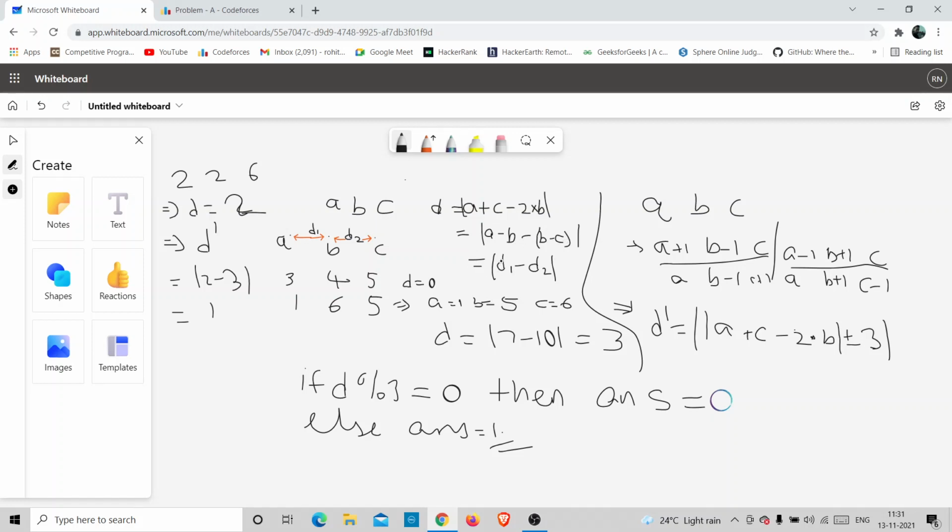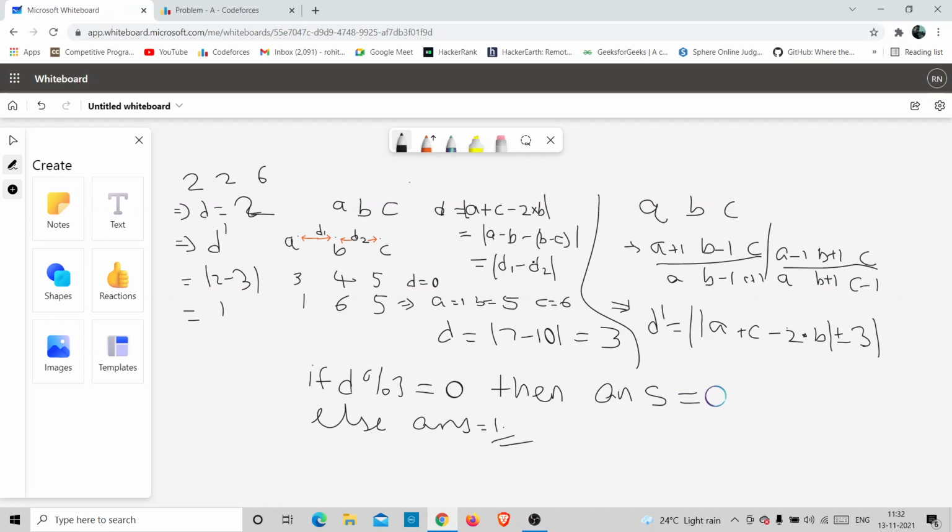Which is equal to D1 minus D2, where if A, B, C are in ascending order, D1 and D2 would be the distances between A and B, and B and C on the number line, right? So basically we need to decrease the absolute value of D1 minus D2, that is, the difference between the distances AB and BC is what we need to decrease.